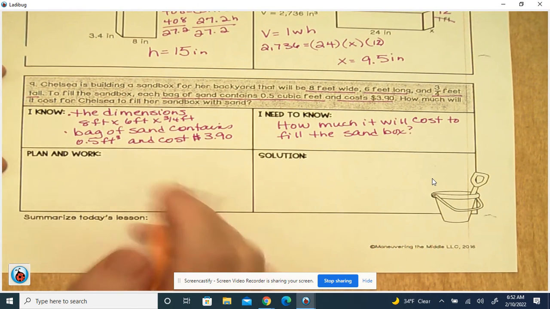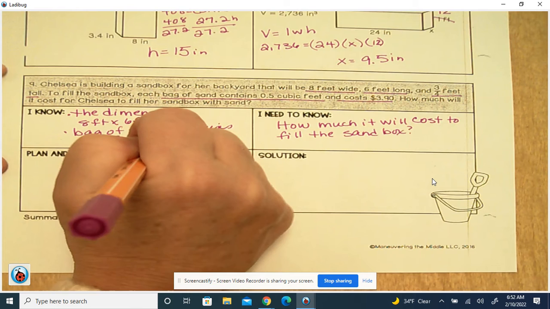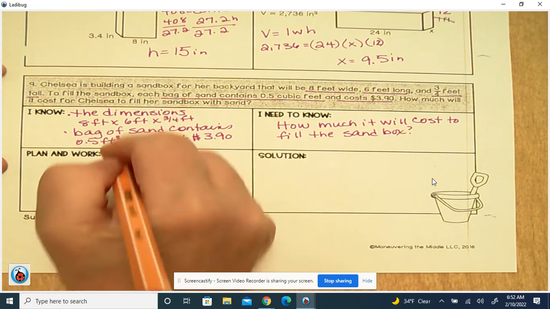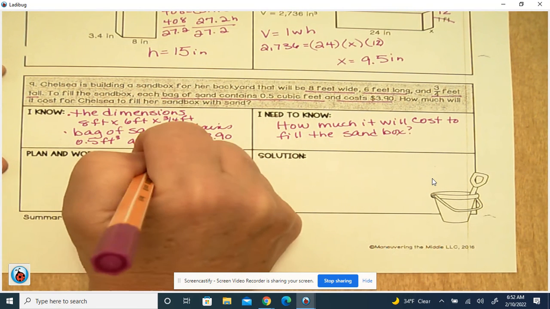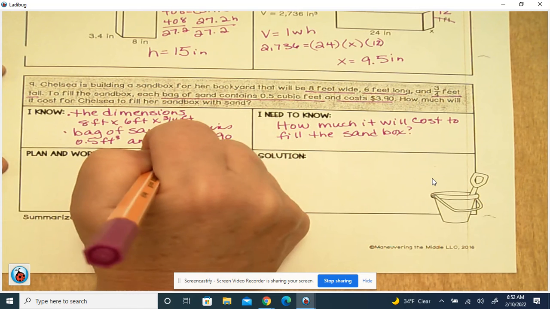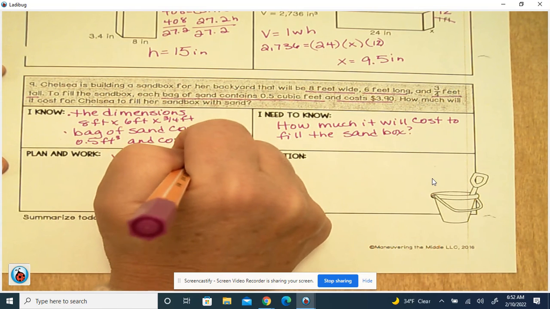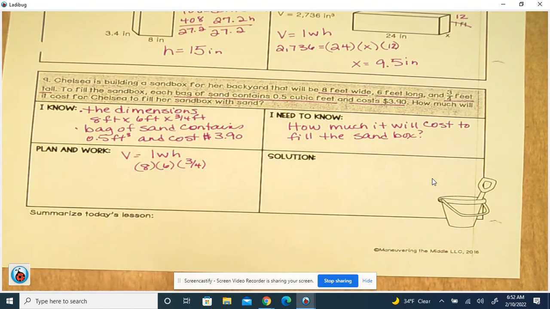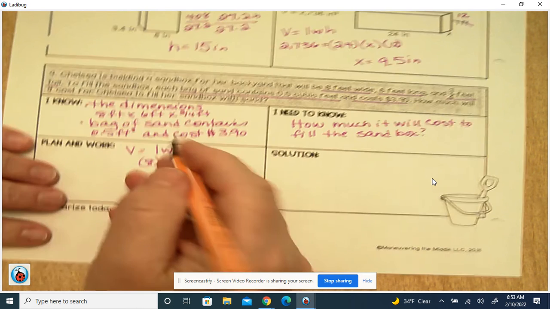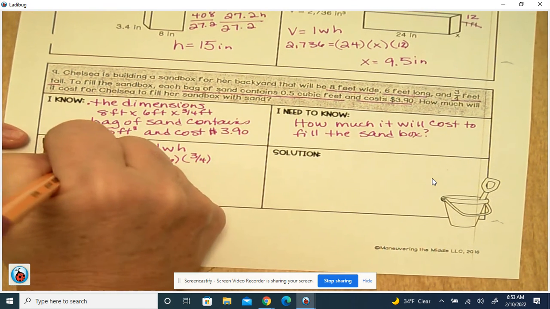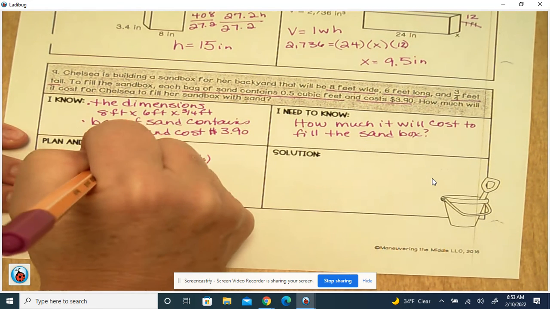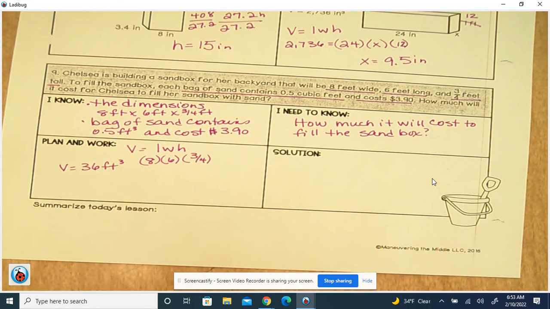All right. So what we need to do is find the volume. So the volume is equal to the length times the width times the height, which would be 8 times 6 times 3/4. So when we put that in the calculator, 8 times 6 and 3/4 is 0.75. So that's what I'm going to use. I get 36. So the volume equals 36 cubic feet.